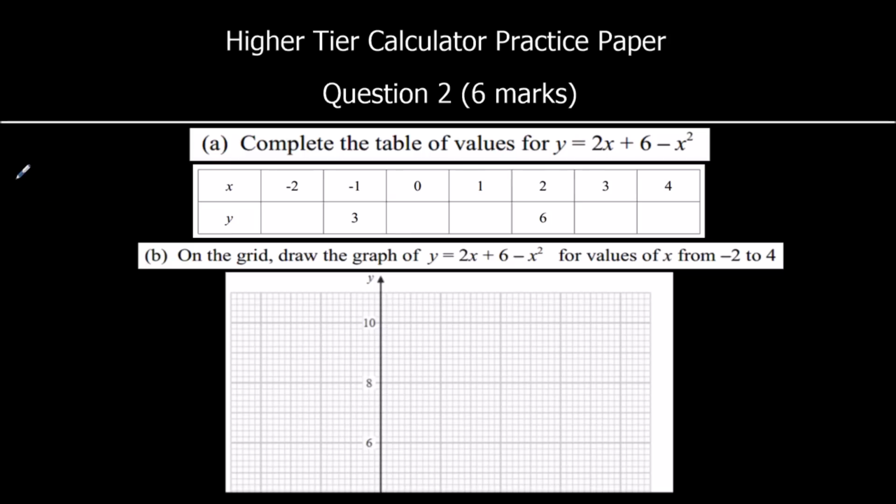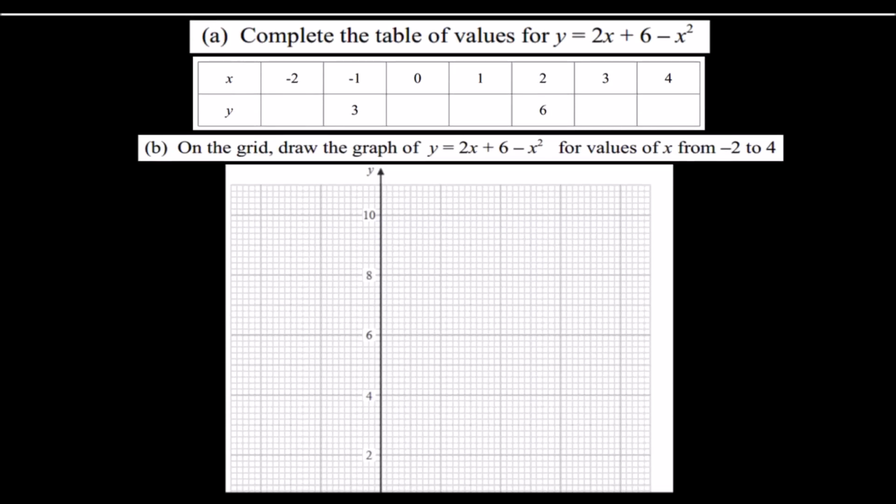Okay, one for you to try. So pause the video and give this a go. Complete the table of values for y equals 2x plus 6 minus x squared. Again, it's a quadratic graph, but this time the x squared's negative. So instead of making a U shape, it's going to make more of an N shape. Same thing as last time, we can use the calculator. Just change the x's into brackets and substitute the x coordinate in to get the y coordinate out.